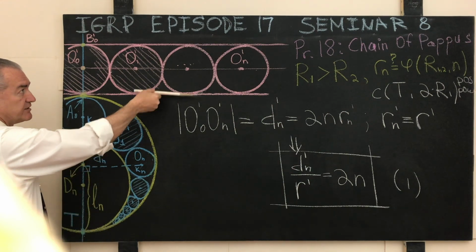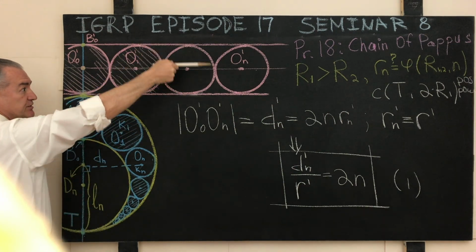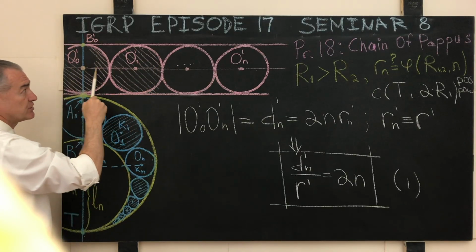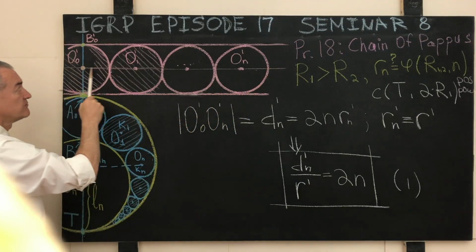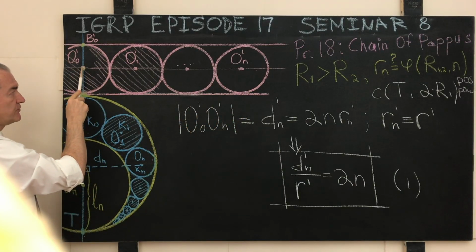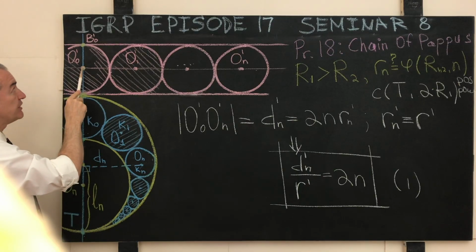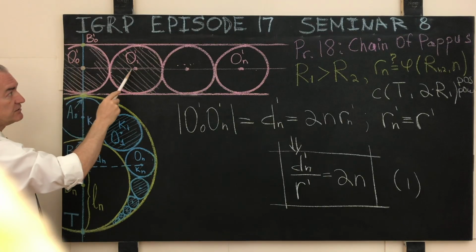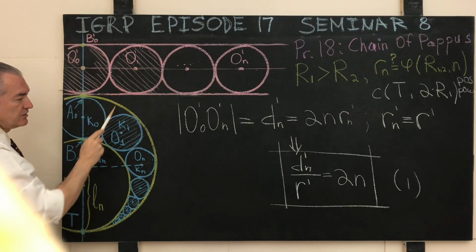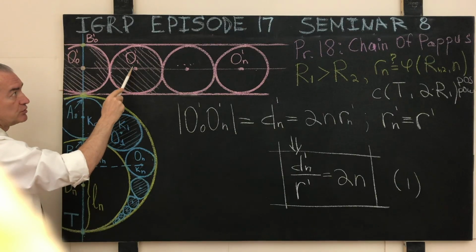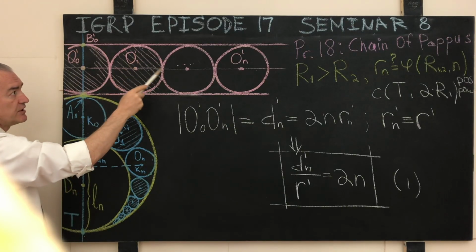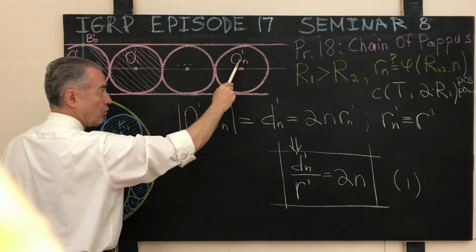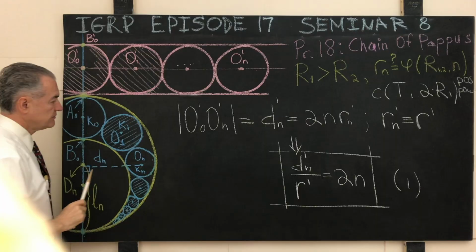Once we cut the distance between the images of the input generating circles in half with this straight line shown right here, then the center of the first inverted circle we will designate with uppercase O prime 0. Then the center of the second inverted circle will be O prime 1, and so on. The center of the nth inverted circle will be O prime n, and so on.